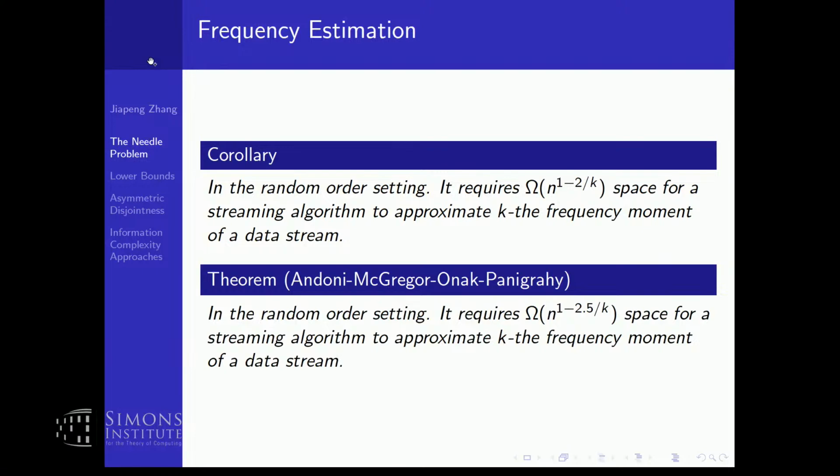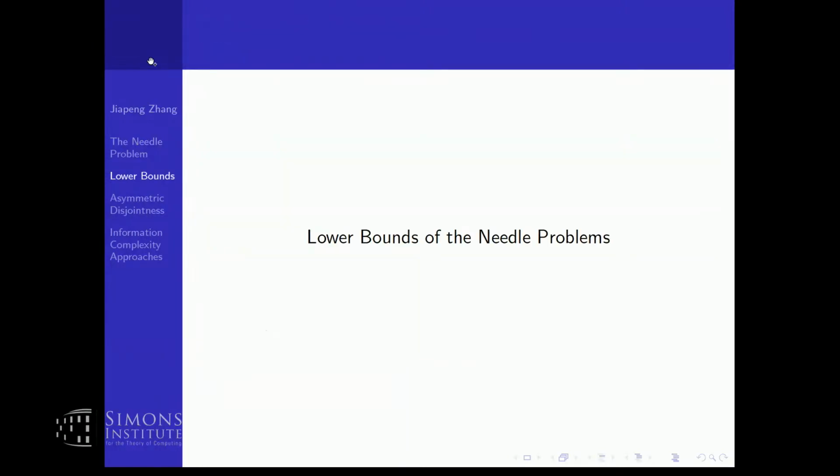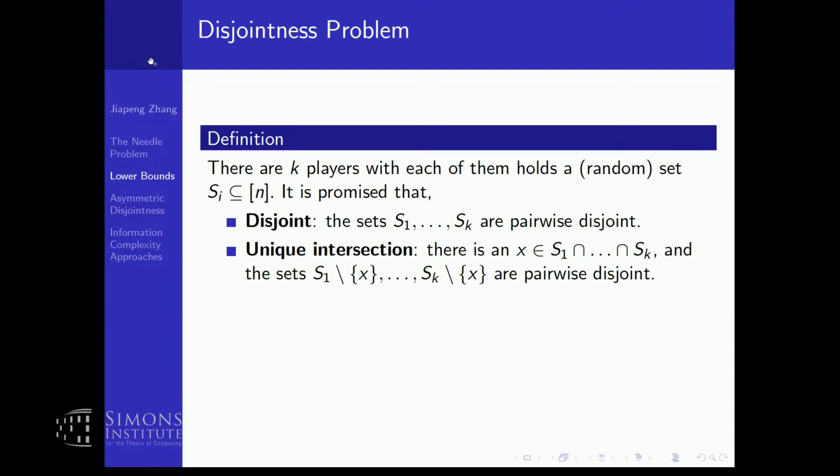So we improved this here. Also, this is the random order setting of frequency estimation, so all of the samples come in a random order, not an adversarial order. Then we talk about how to prove this lower bound. As I said, this is a byproduct of our communication complexity results. We spent a lot of time studying the disjointness problem in communication complexity.